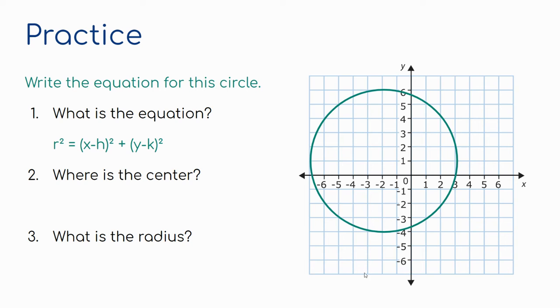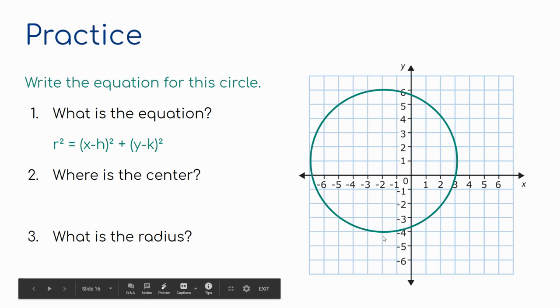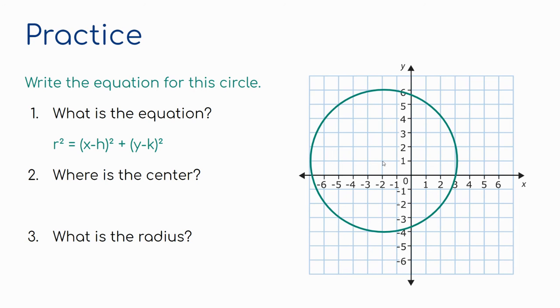Where's our center? So we start with our bottommost point right here. Count up 1, 2, 3, 4, 5, 6, 7, 8, 9, 10. So half of that would be 5. 1, 2, 3, 4, 5. Our center is going to be right there at negative 2, 1. And then what is our radius? So I start at my center. 1, 2, 3, 4, 5. Our radius is 5. So we've got our equation, we've got our center, we've got our radius.